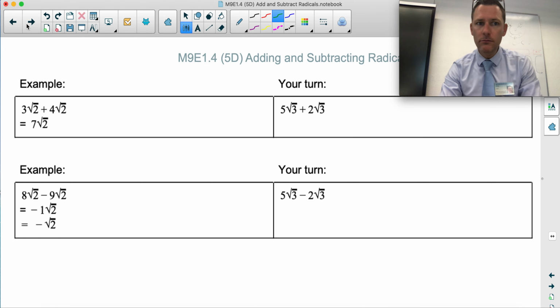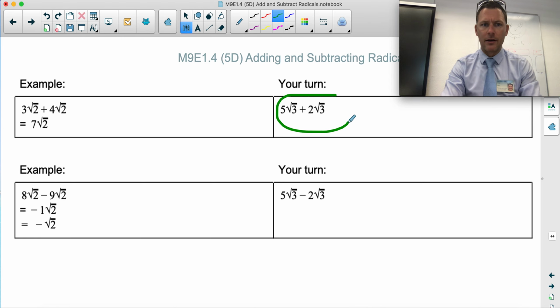Great. I guess this was out of your notes. You could try that your turn. You already did it. Great. Here's another example if you want to see it.